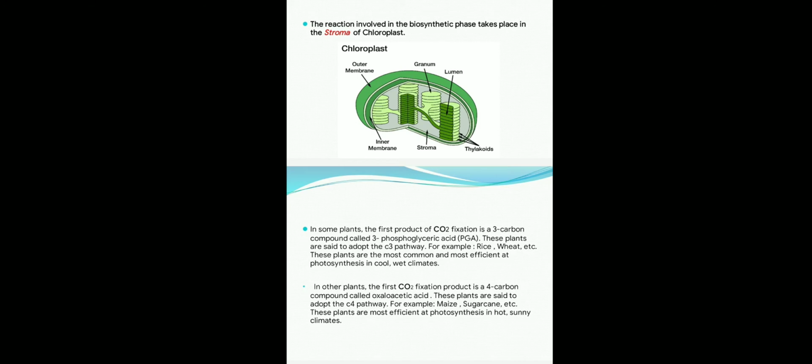Rice and wheat, examples are mentioned here. In other cases, when CO2 is fixed, a 4-carbon compound is formed. It is oxaloacetic acid, and such a pathway is called the C4 pathway. Some C4 plants are maize and sugarcane, and this type of plant grows in hot and sunny climates. Maize and sugarcane are C4 plants because when they fix CO2, the first stable product is oxaloacetic acid, a 4-carbon compound, so it is called a C4 plant.